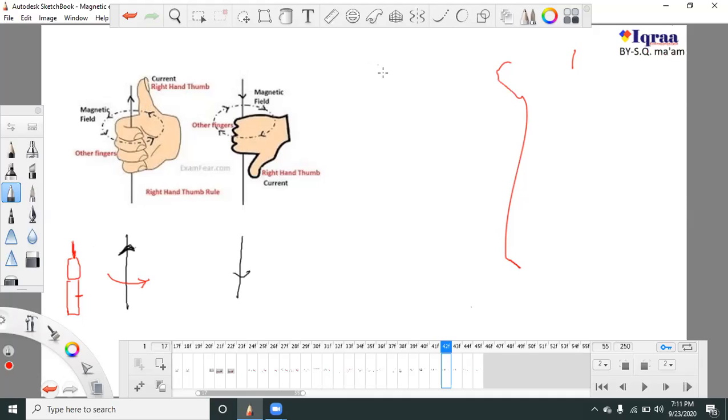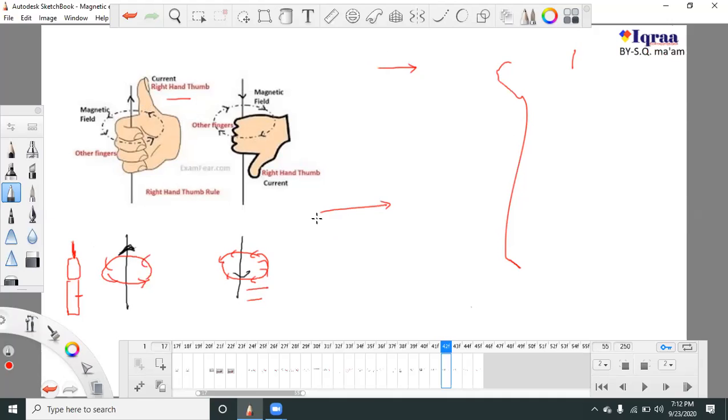This rule is just good for writing, but it is not for practical application. If you use your right thumb, this is known as the right hand thumb rule, you will definitely get confused about finding the direction of the magnetic field line. But here I can easily find the direction of my magnetic field line. You can do it by yourself. I will give you a question and you can do it yourself.